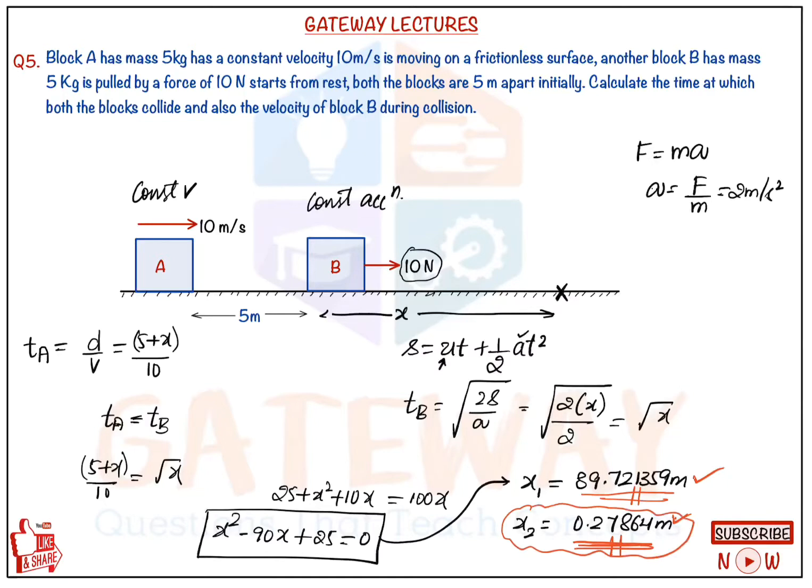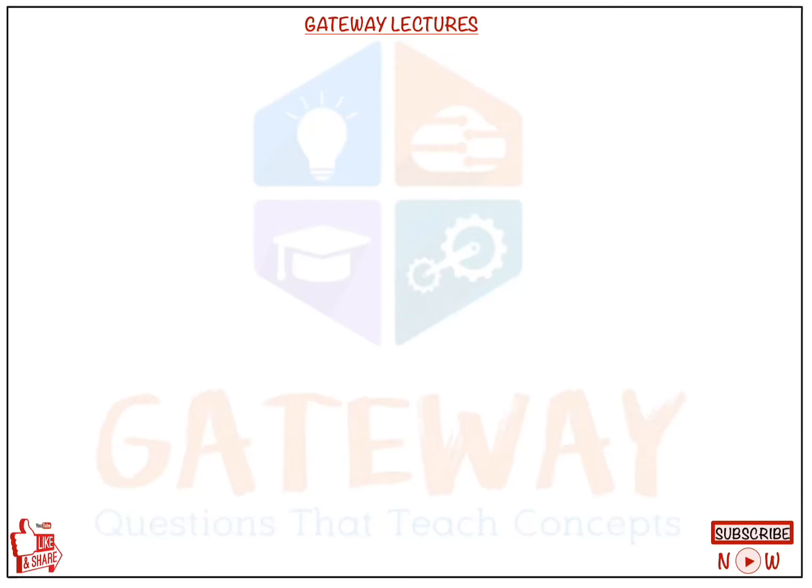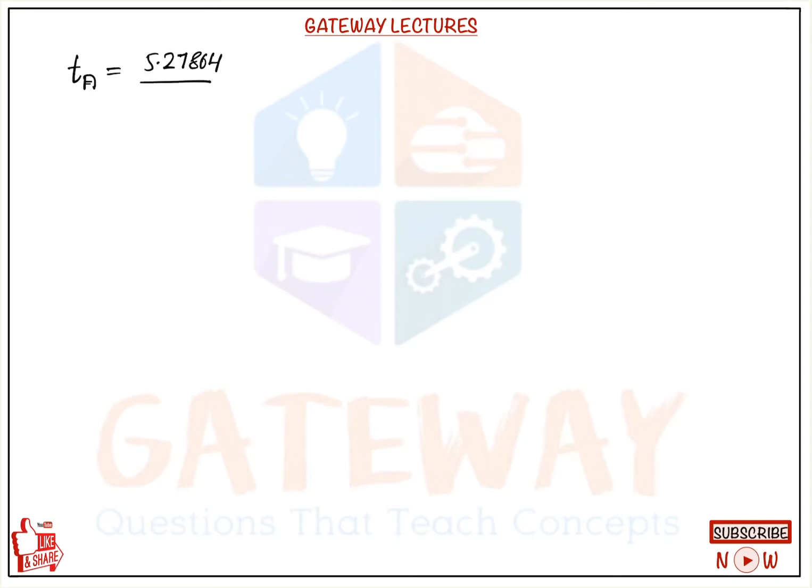We'll simply find the time. We can calculate TA or TB, both give the same value, since the time is the same. So TA is d is equal to vt, t is equal to d by v. d is 5.27864 meters, upon the velocity of 10 meter per second. From that we get the time as 0.527864 seconds. So at 0.527864 seconds, both blocks will collide.